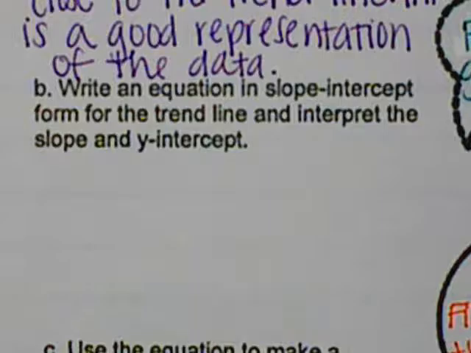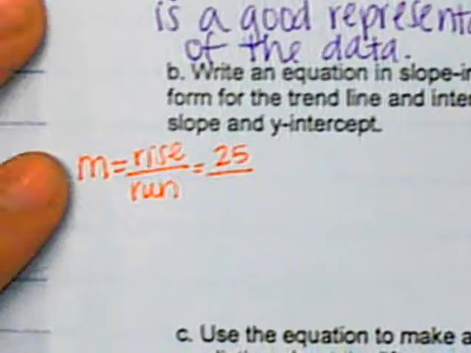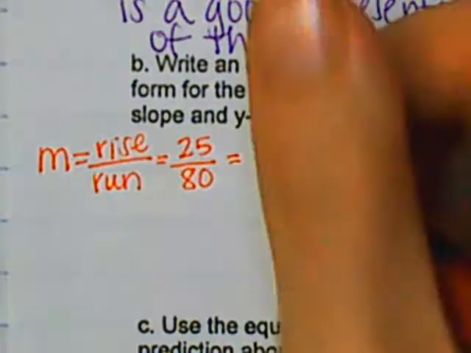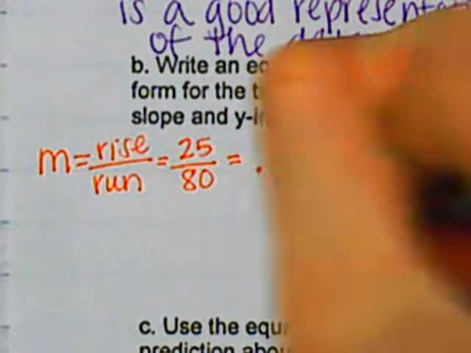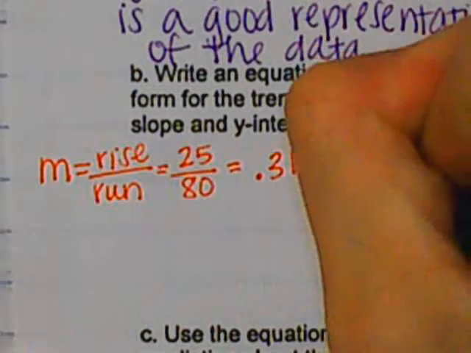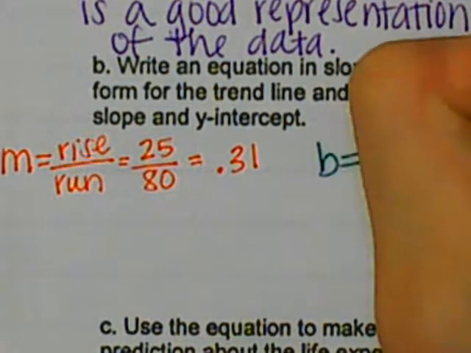So back on part B, it says to write an equation in slope-intercept form. So our slope, m, we know is rise over run. We said our rise was 25 and our run was 80. If we reduce that in the calculator, we get about 0.31. Even if you had gotten slightly different points, our slopes would be similar. My y-intercept we can get from the graph or the table. The y-intercept is on the table, so we're going to use the precise y-intercept of 47.3.